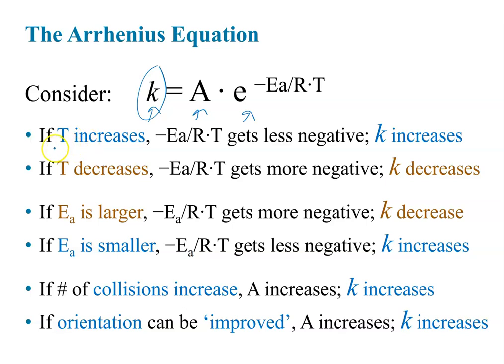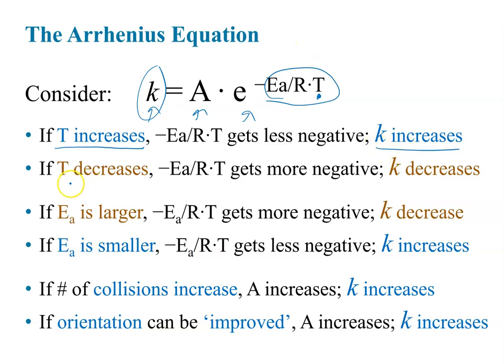So if temperature increases, using the Arrhenius equation, you would see temperature is in the denominator of this exponent, okay? And so if temperature is larger, then the negative exponent gets smaller, which means that e to that negative exponent will be a larger number. So then K is A times some larger number, and so K will increase.